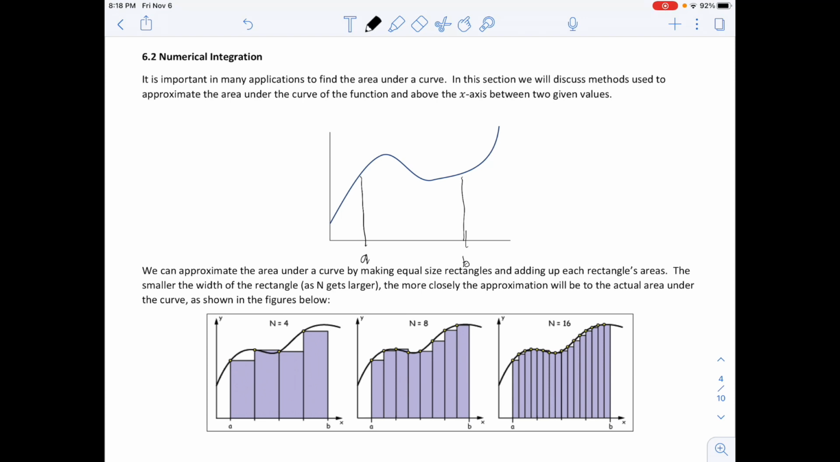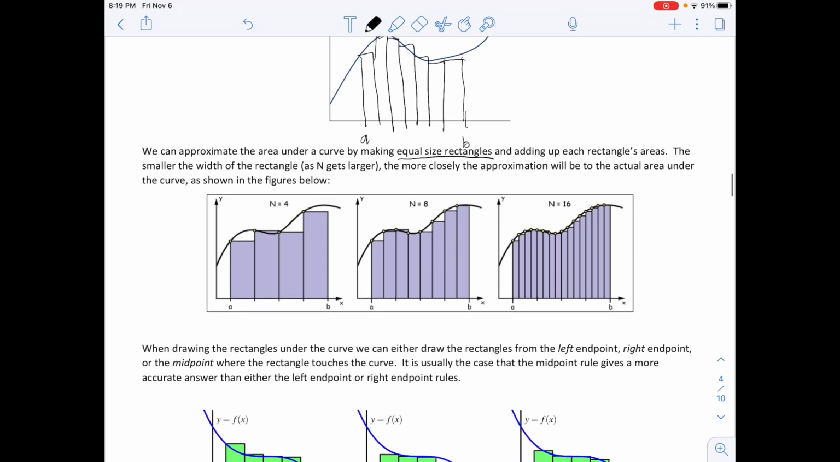And from here, we're going to split this and do exactly what we did in the last chapter, which is to make some rectangles. This is the method that we learned back in chapter 5, where we talked about using either left endpoints, right endpoints, or midpoints in our intervals. It says we can approximate the area under a curve by making equal size rectangles, which is again what we did in chapter 5, and adding up each of the rectangles' area. The smaller the width of the rectangle, as n gets larger, the more closely the approximation will be to the actual area under the curve, as shown in the figures below, which again we saw back in chapter 5.